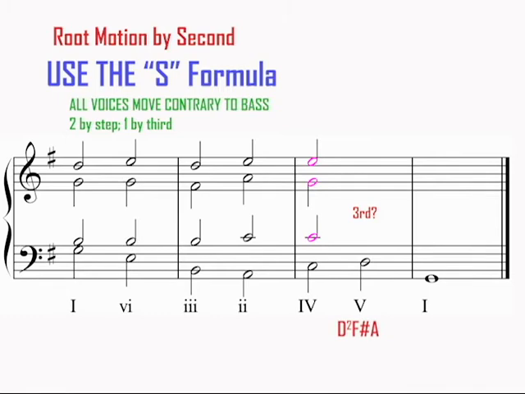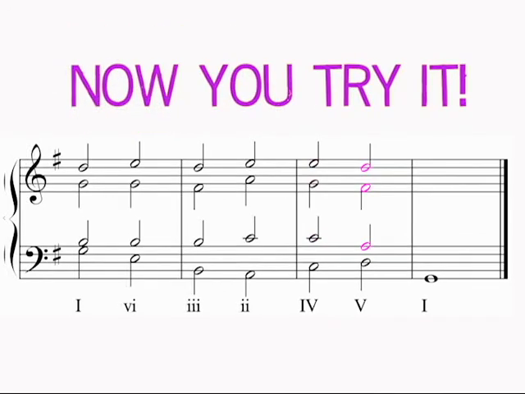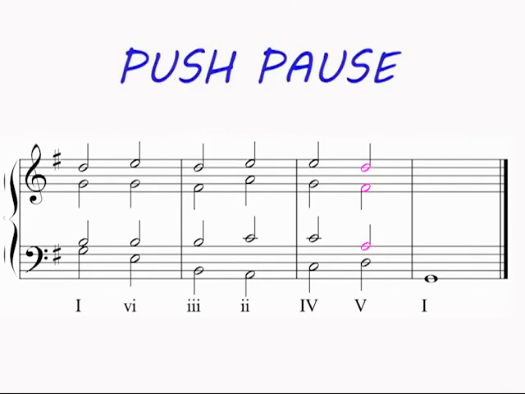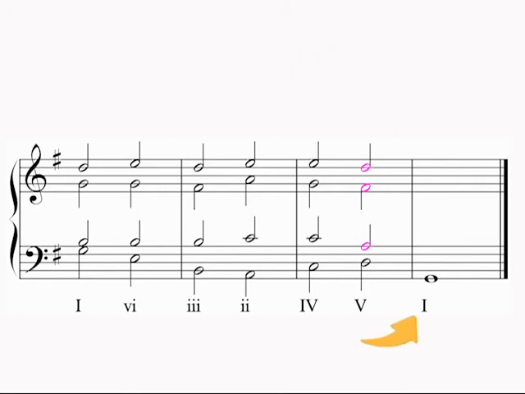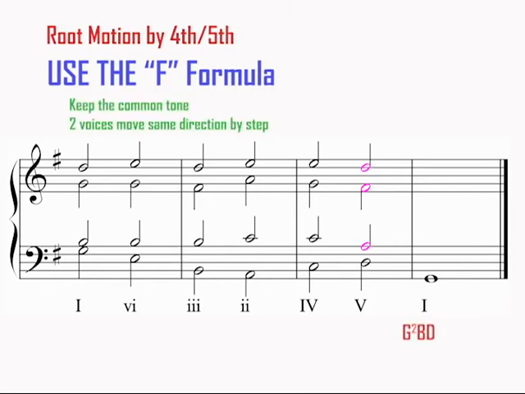Here we have the C going to the A. Once you figure that one out, the remaining two simply move by step. Try figuring out this last one on your own. Push pause until you have the answer. So a dominant to tonic, 5 to 1, is root motion by fourth or fifth, so we use the F formula. Keep the common tone, and the remaining two voices move by step.